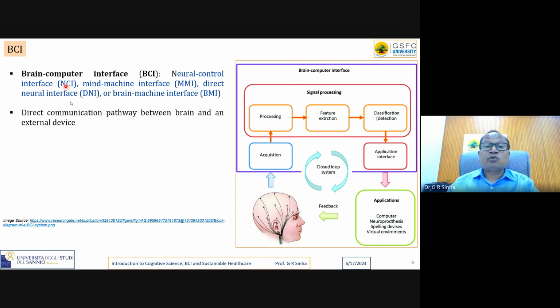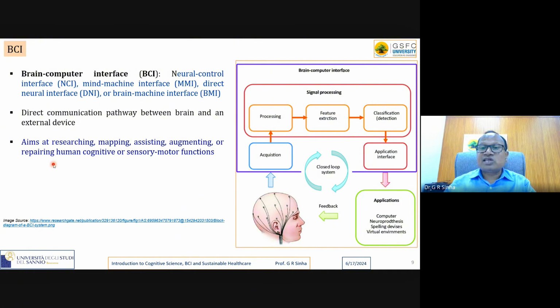It provides a direct communication pathway between the brain and an external device. Look here. This is the application domain where there is an external device, and this external device gets the command or communication directly from the brain through this closed loop system. Therefore, it provides direct communication. The brain computer interface provides a direct communication path between the brain and the external device or application.